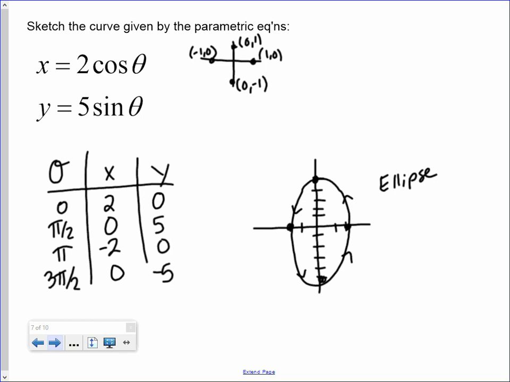So just be aware that if you get a parametric equation that has sine and cosine, it's probably going to be a round shape, like an ellipse. It could be a circle. So it'll be one of those round shapes.